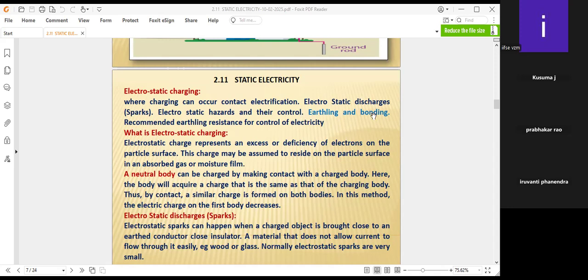Earthing and bonding are two important areas we will be discussing in the coming slides also. We have to take care of how flammable liquids are earthed and bonded simultaneously. Earthing alone is not enough for flammable liquids in a drum. You have to see that bonding is also taken care of. Recommended earthing resistance for control of static electricity here is very important.